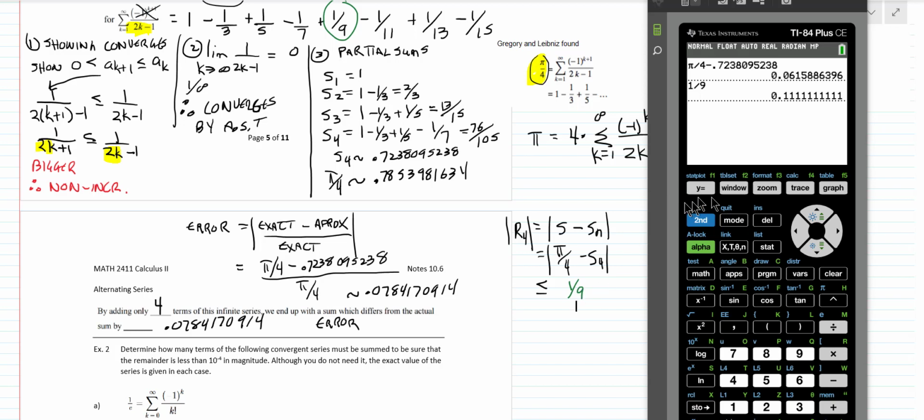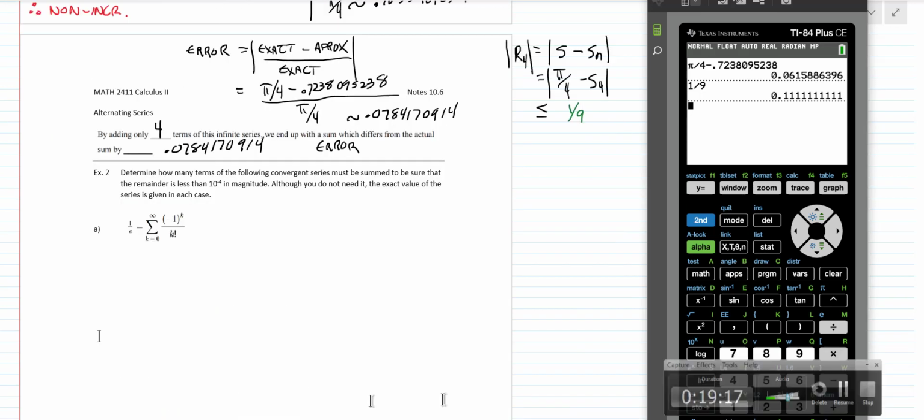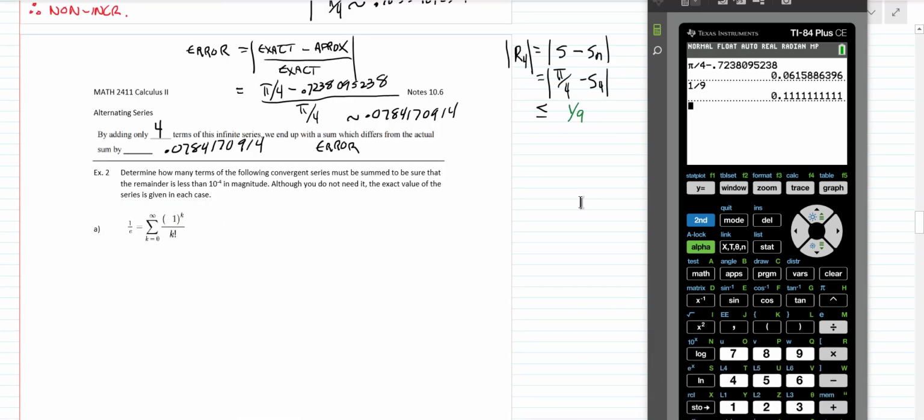And you can verify this on the calculator. That's what I was doing when I paused the video: if you do pi over 4 minus the partial sum, you get that, and that's less than that next neglected term. So that's the idea with that. Okay, moving on to the next example.